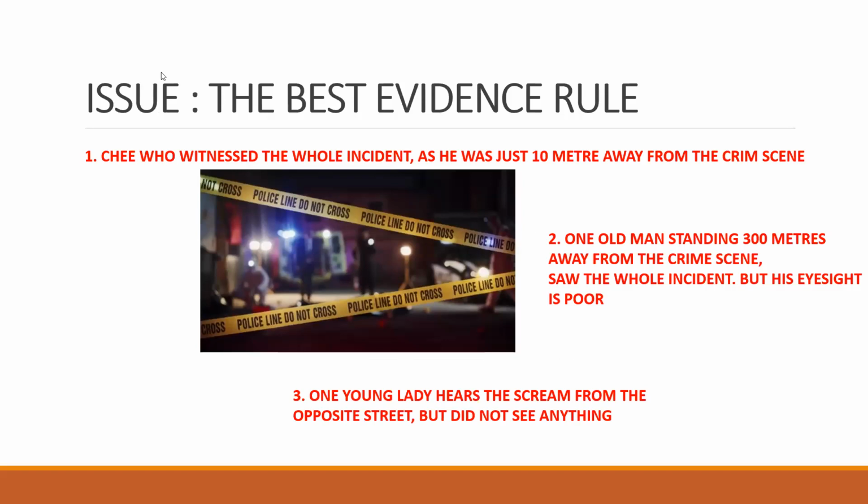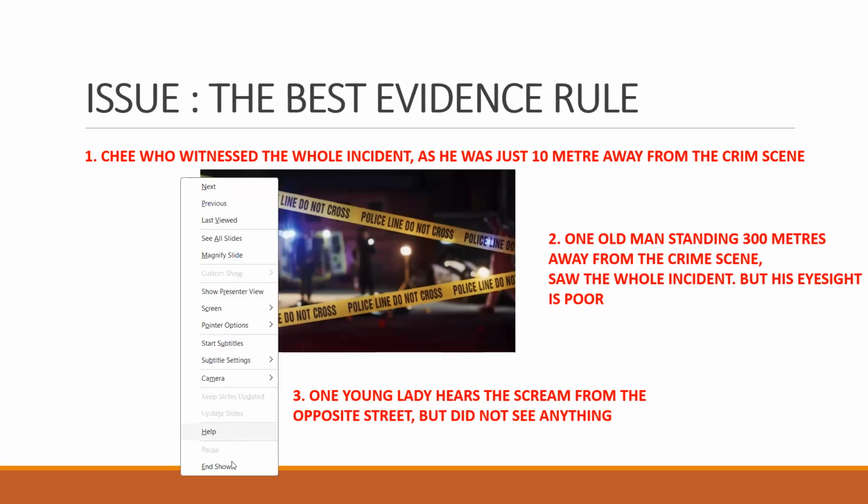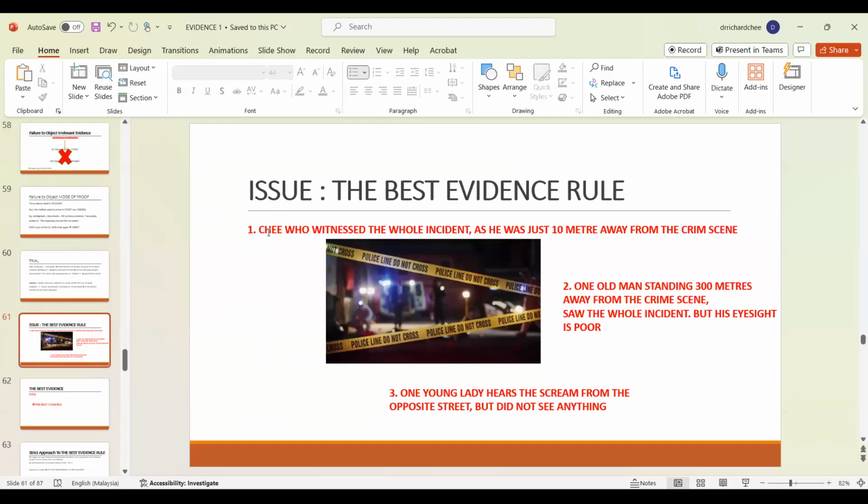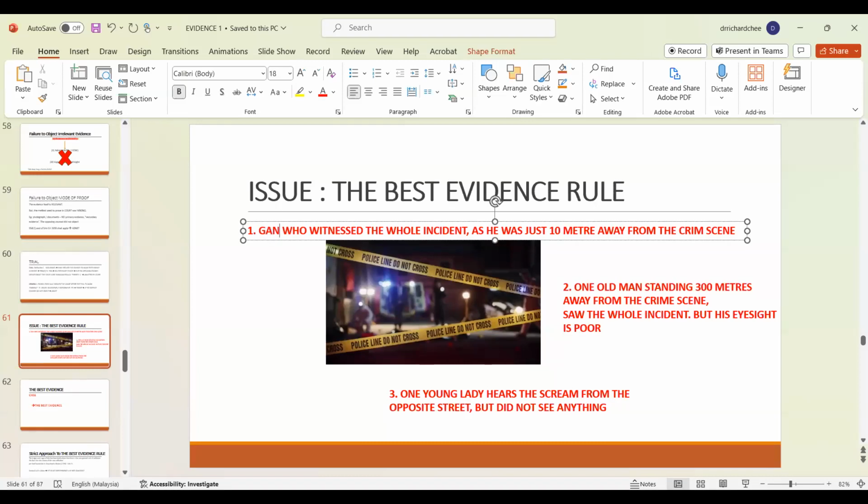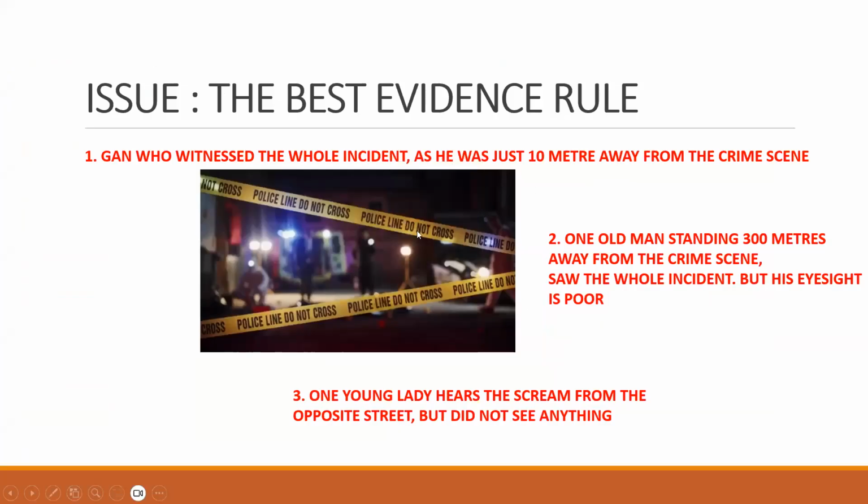And apart from that, there's also the issue about the best evidence rule. I want you to just think, but I should not use the name Chi. I'll use the word Gun, better. Crime scene. So back to the same story that I killed my wife. Chi killed his wife in the room. And then now we have three evidences. Number one, Gun witnessed the whole incident and he was just 10 meters away from the crime scene.